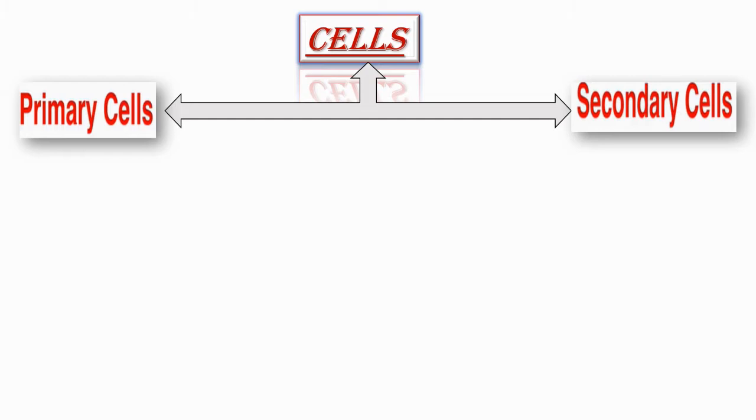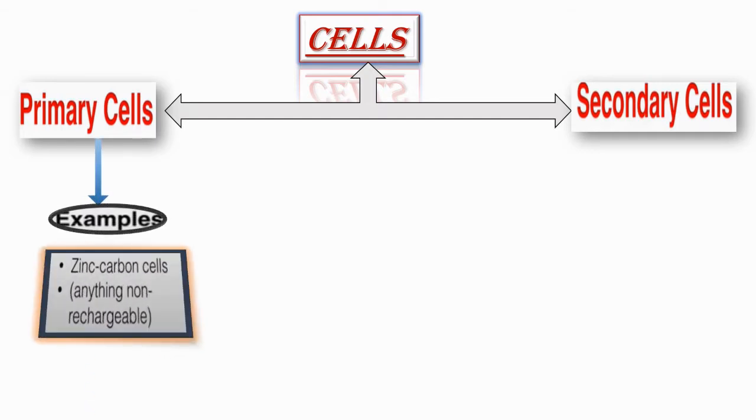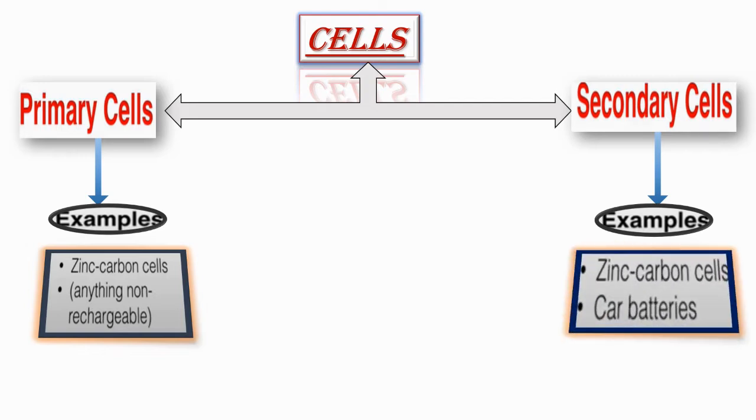Once the cell gives up all its energy, the chemical reaction that causes it to lose energy can be reversed by a charger, giving it more energy to use in the circuit. The example for primary cells are zinc carbon cells and anything that is non-rechargeable. And the example for secondary cells are car batteries.